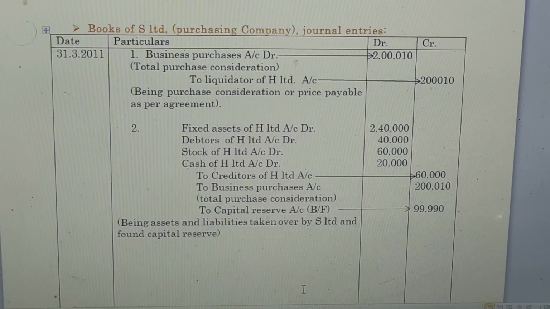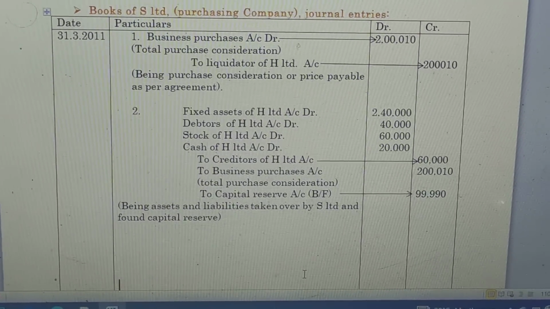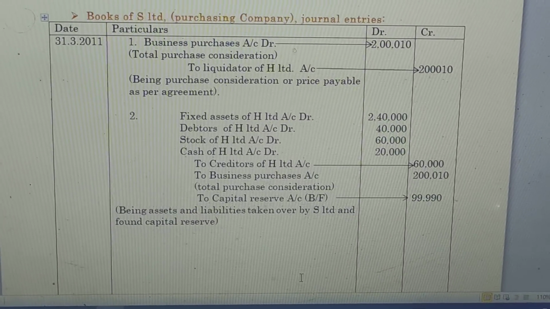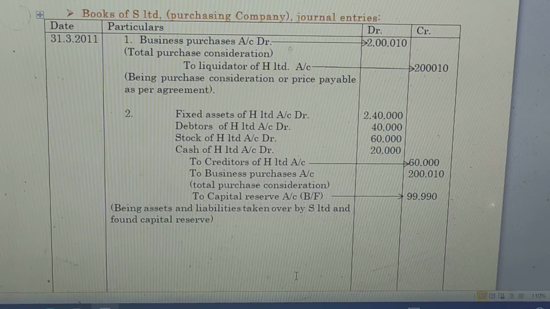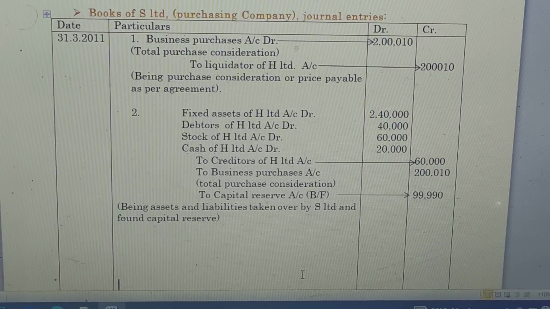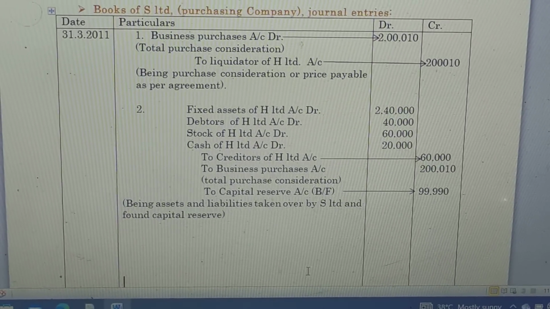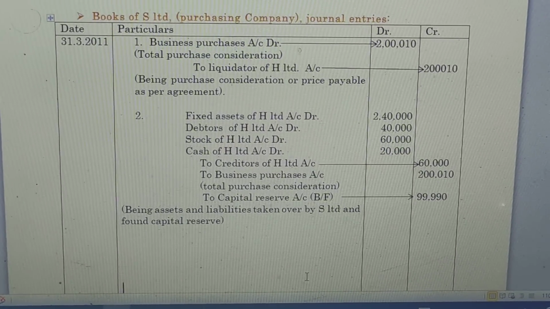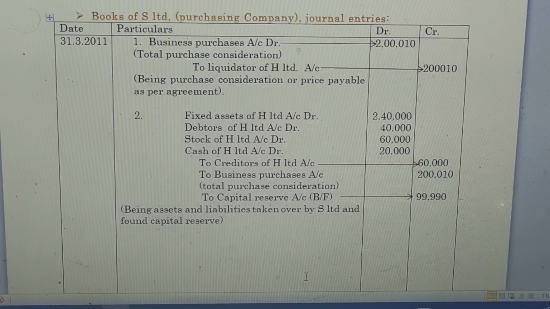And the journal entry 2: fixed assets of H Limited account debit 2,40,000, debtors of H Limited account debit 40,000, stock of H Limited account debit 60,000, cash of H Limited account debit 20,000, to creditors of H Limited account credit 60,000, to business purchases account credit 2,10,000. It means the total purchase consideration value.